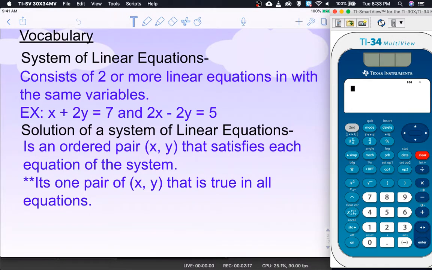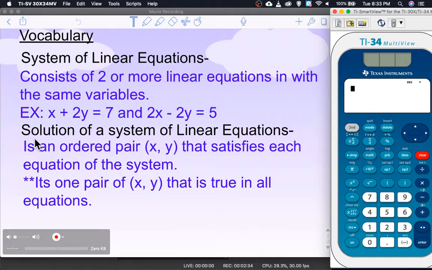And graphing is not always the best way. In fact, a lot of times graphing's not the best way. But sometimes it is the best, and it's the quickest, and it's the easiest. That's why we learn multiple methods, so you can make an informed decision on which way you would like to do it.